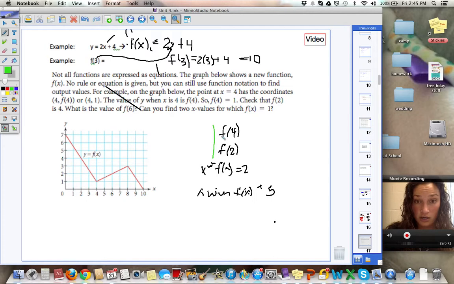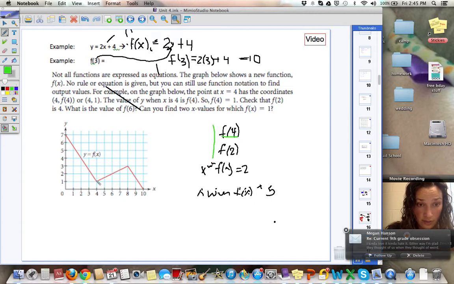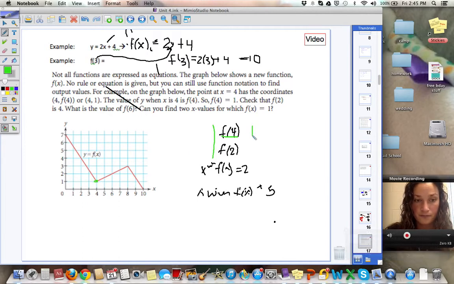f of 4 is, I'm going to look where x is 4. What number is that on this graph? Right there, right here. If I look over, that's a 1. So f of 4 is 1.